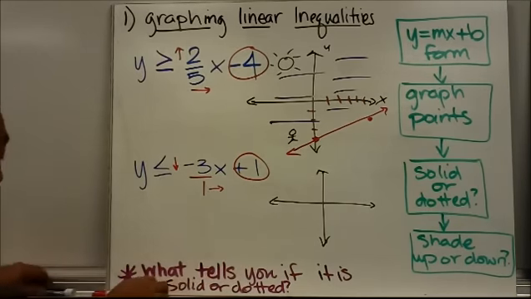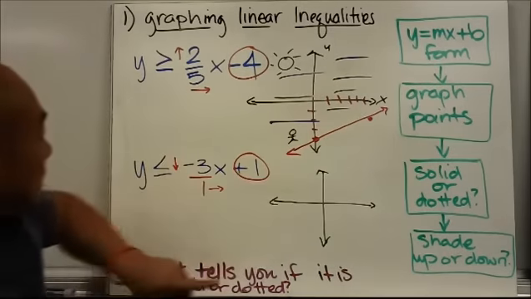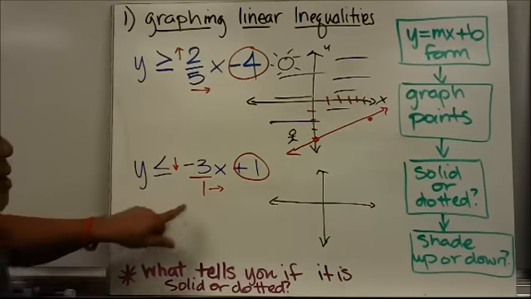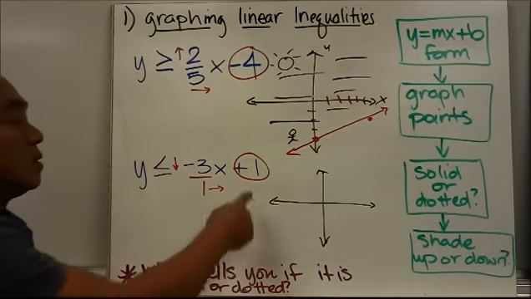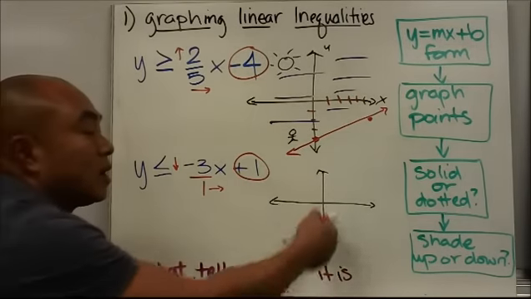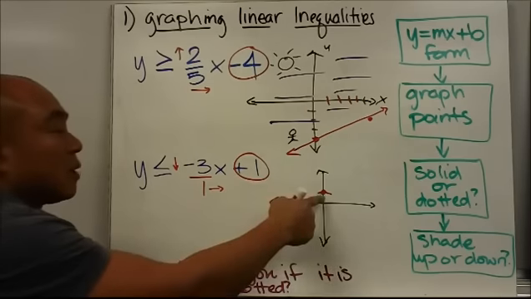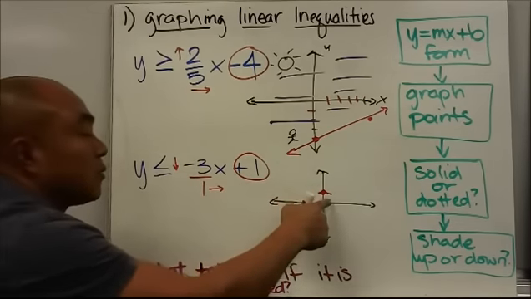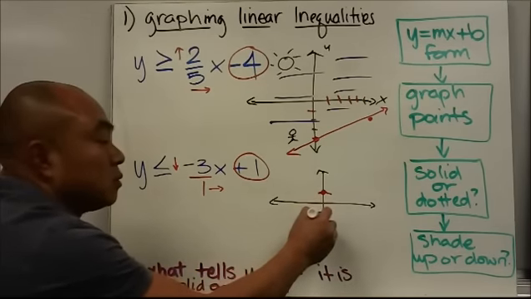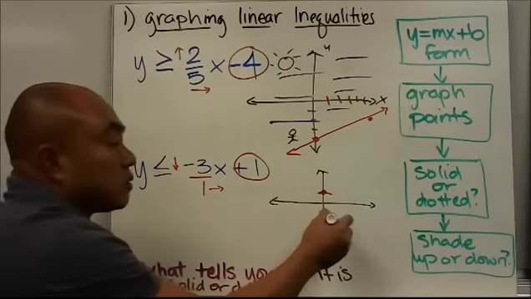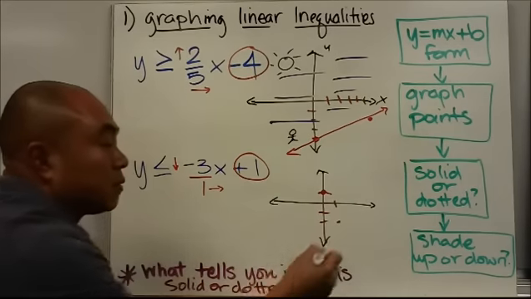So we look at our format. That's already done for us. We're going to go ahead and graph our points. First of all, on the y-intercept, we're going to go to 1 and place a dot. So that's our dot right here. Then from here, we're going to go down 3. So it's going to be 1, 2, 3, and then it's 1 to the right. So let's do that, okay?